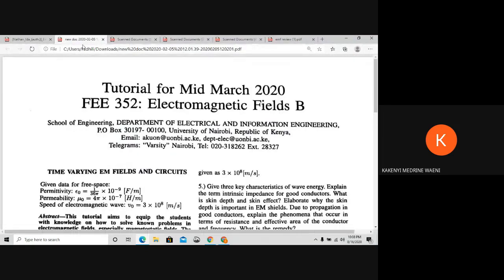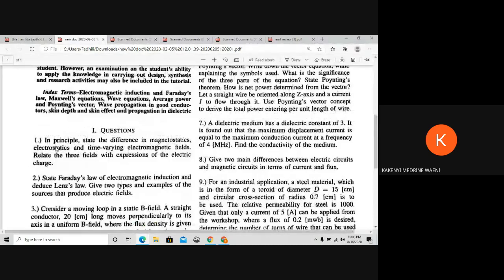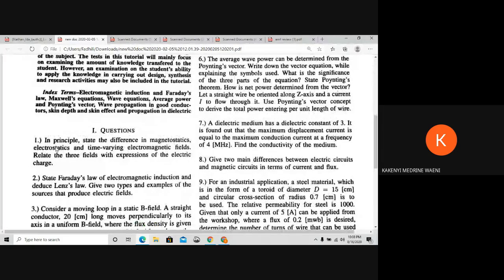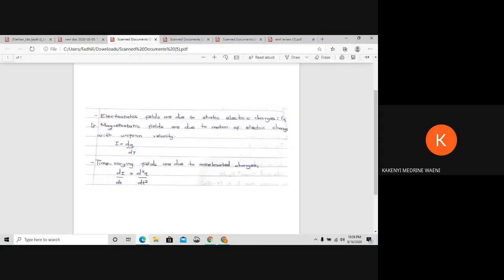So, where's number one? Here. Then question 1 to question 4. Question 1: the difference between magnetostatics, electrostatics, and time-varying electromagnetic fields. So here it is. There's my notes.